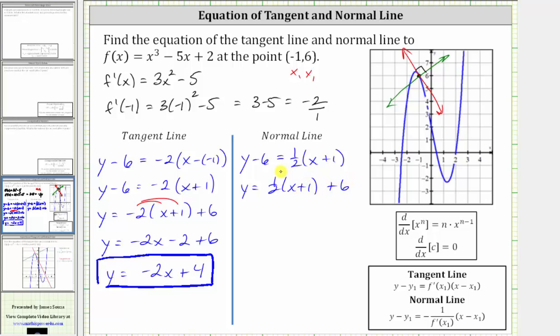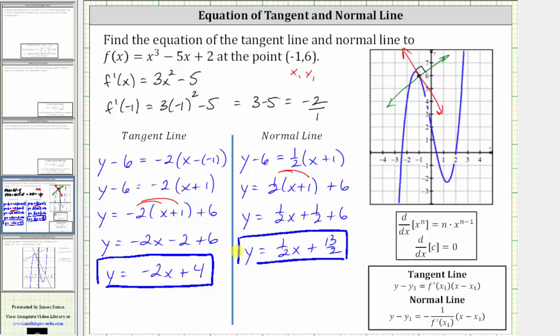And now let's go ahead and clear the parentheses by distributing 1/2, which gives us y equals 1/2 x plus 1/2 plus 6. Well, 1/2 plus 6 is 6.5, or 13/2, giving us y equals 1/2 x plus 13/2. So now we have the equation of the tangent line and normal line in slope-intercept form.